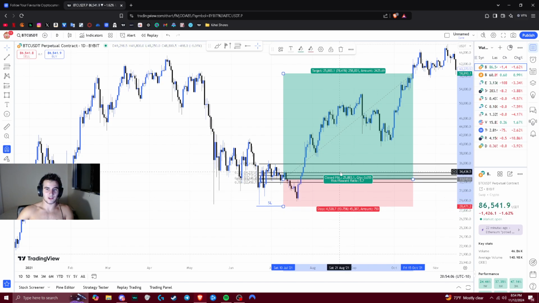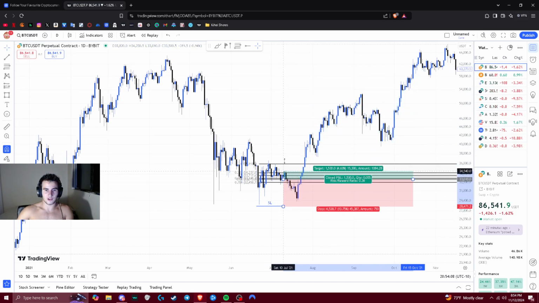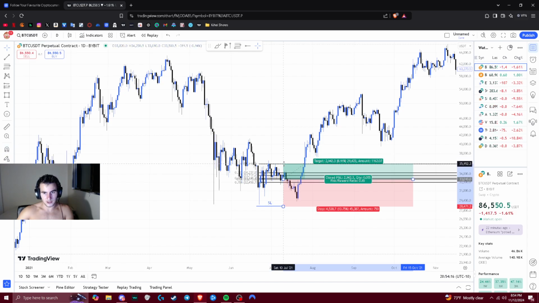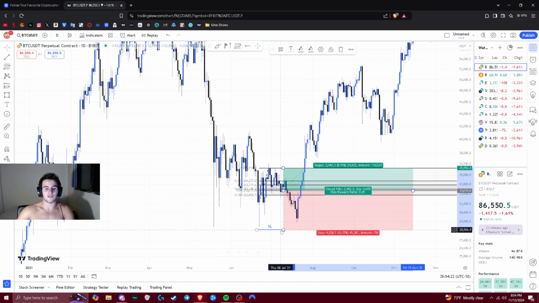And look at the RR on that. And even if you did have a risk to reward ratio, I need to turn my magnet off, sorry. Even if you did have a risk to reward ratio here, or here, it would be not that good. If you were going to have your target price at the 0 here, then you'd want to have your stop loss at the 0.786.